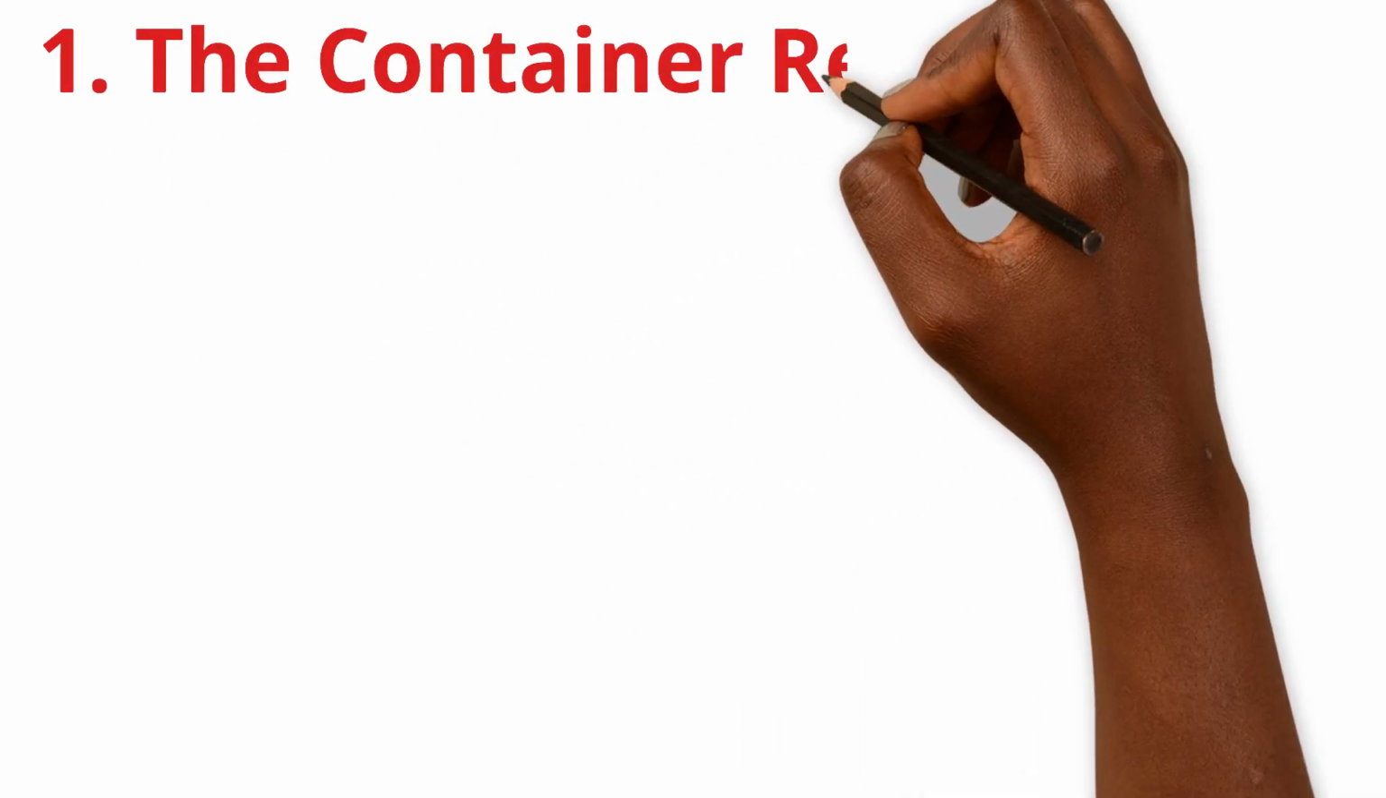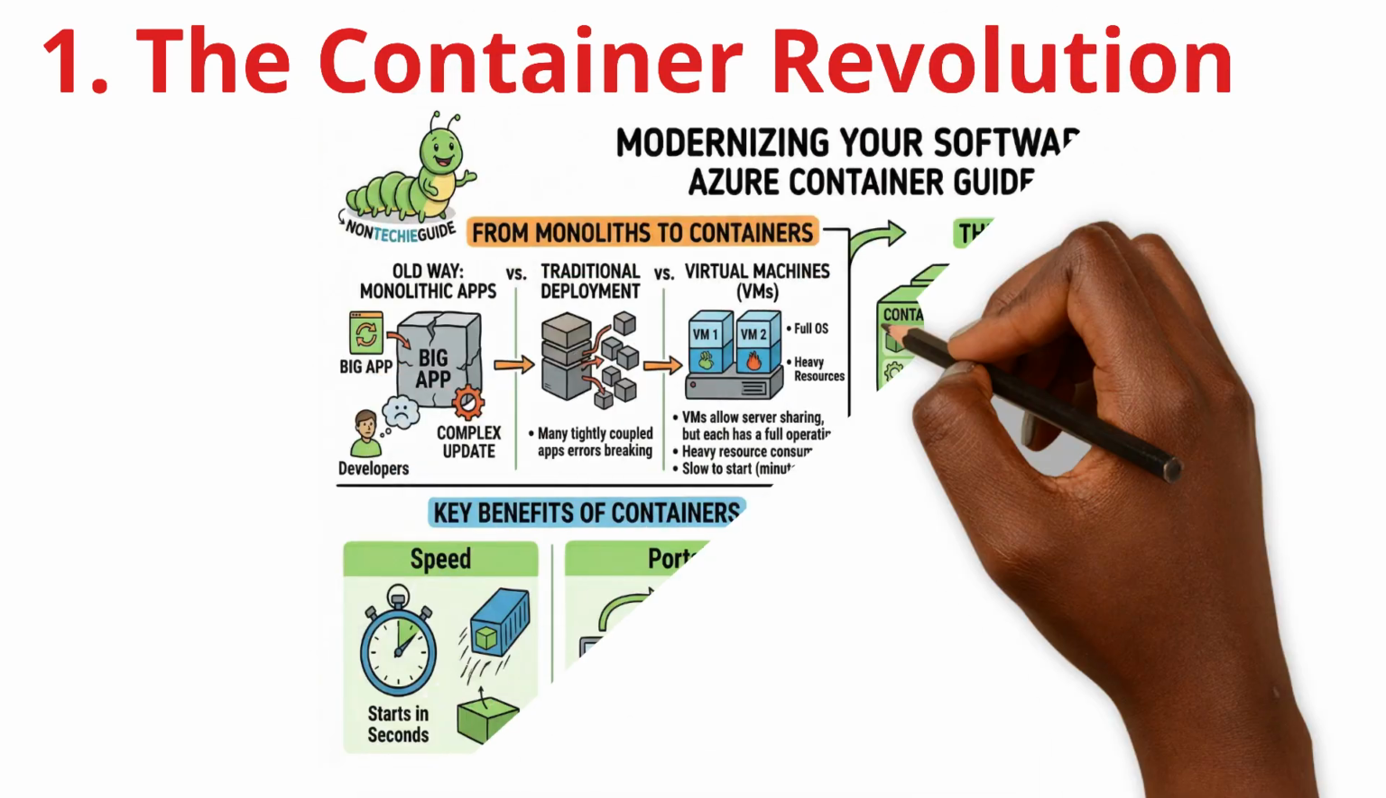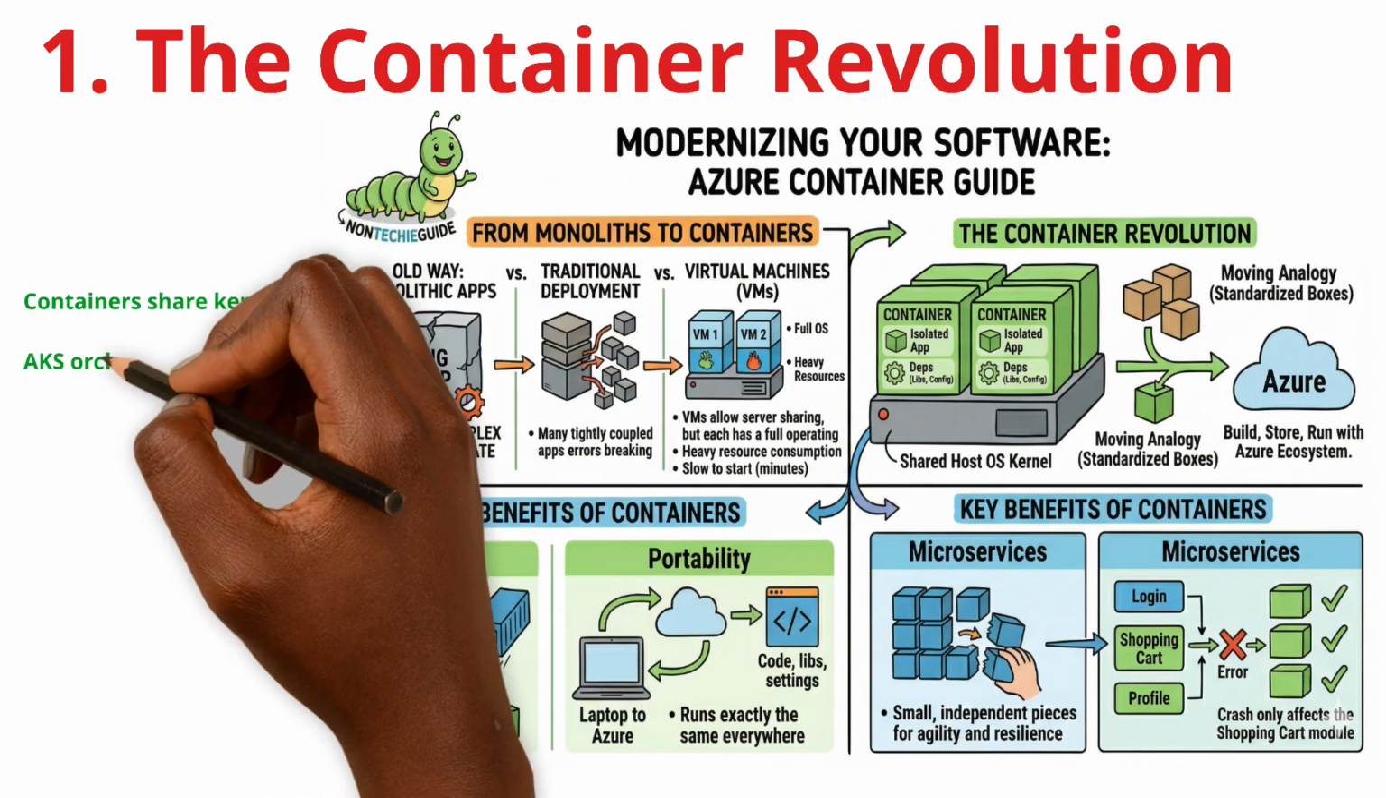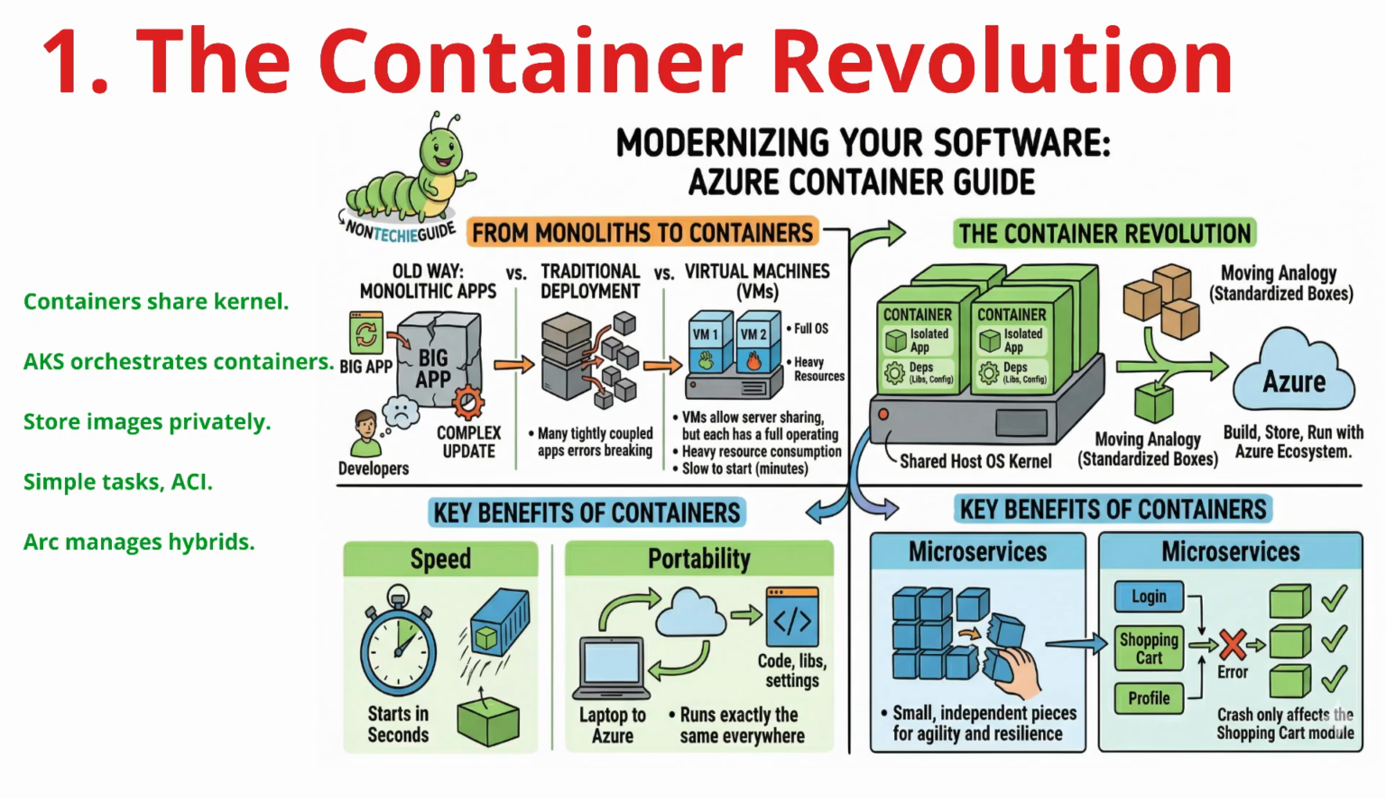In the old days, software was often built as huge, single blocks, monolithic apps. They were a nightmare to update and even harder to move between servers, often leading to the classic "it works on my machine but fails in production" problem. Traditional servers and even heavy virtual machines, which run an entire operating system, just weren't flexible enough. The solution? The container revolution.